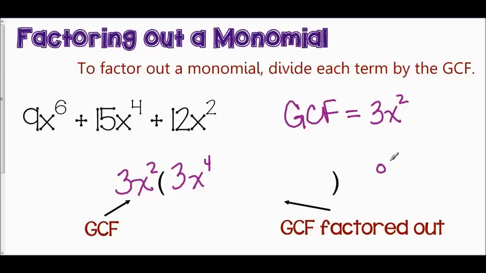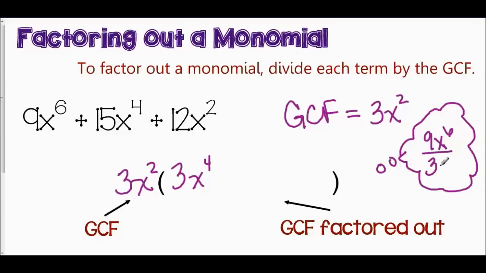So in my head, the thought bubble that went on there is I took 9x to the 6 and I divided that by 3x squared. 9 divided by 3 is 3. X to the 6 divided by x squared is x to the 4th, because I know from last chapter I need to subtract the exponents. Now let's do that same thing for 15x to the 4th. 15 divided by 3 is 5. X to the 4th divided by x squared is x squared.